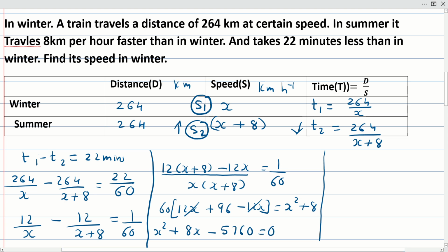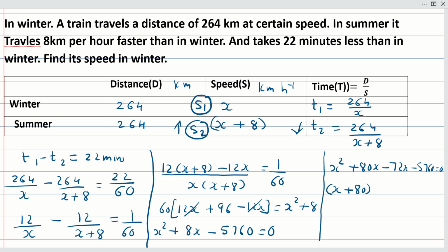Now most of the students get stuck over here, but you have to practice this and find the factors. So the factors come to x square plus 80x minus 72x minus 5760 is equal to 0. When you solve this, you get the factors (x plus 80) and (x minus 72) is equal to 0. So x is equal to minus 80 and x is equal to 72. We'll reject minus 80 because it is negative.